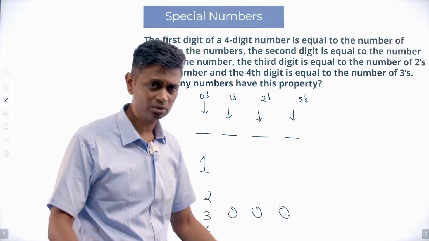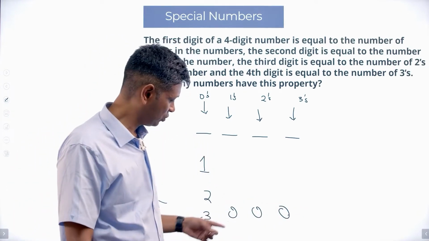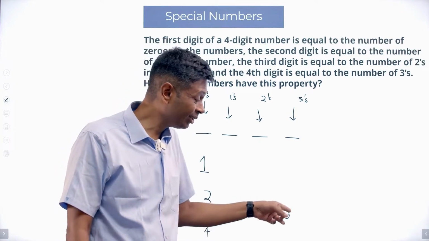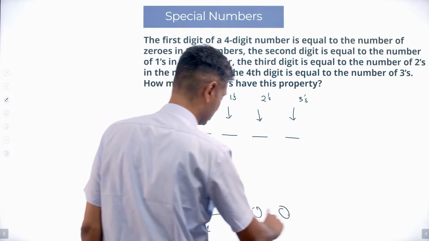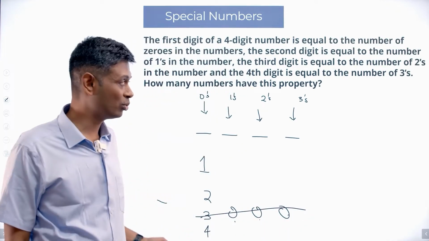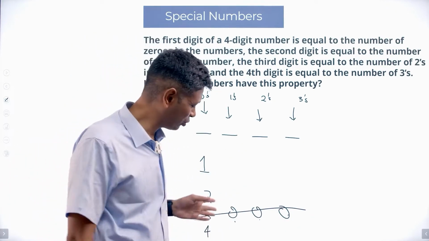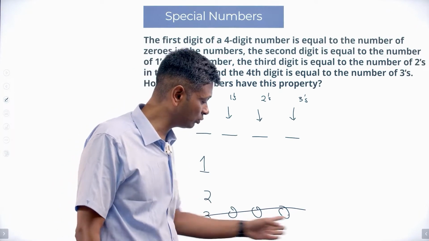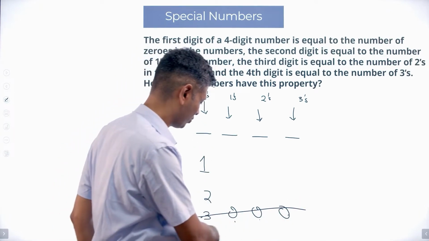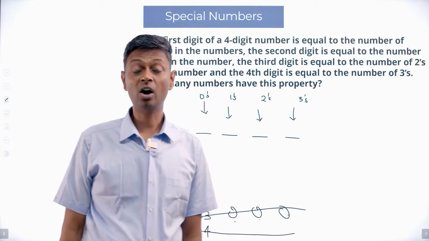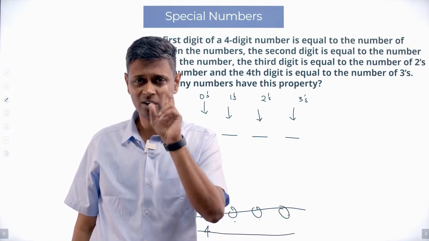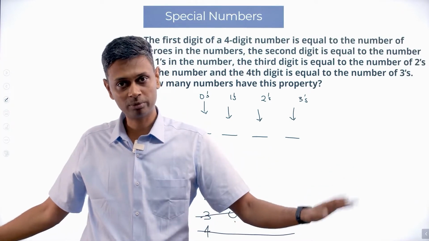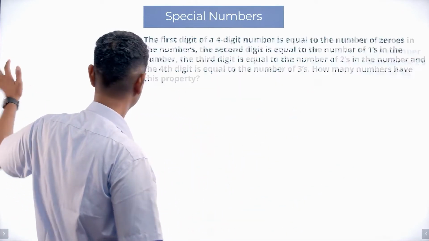3 0 0 0 doesn't work. 3 zeros, 0 ones, 0 twos, and 0 threes. Not 0 threes, there's 1 three sitting inside. This doesn't work. This number cannot have 4 zeros. It's a 4-digit number. It cannot have 4 zeros in it, because if I put 4 here, there's only room for 3 more digits. So 3, 4, 5, 6, 7, 8 are all out. My first digit can either be 1 or it can be 2. Nothing else is possible.